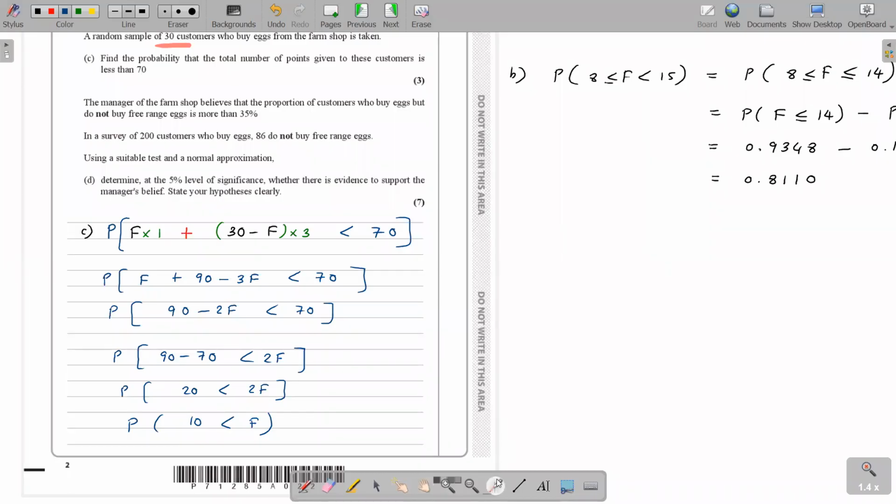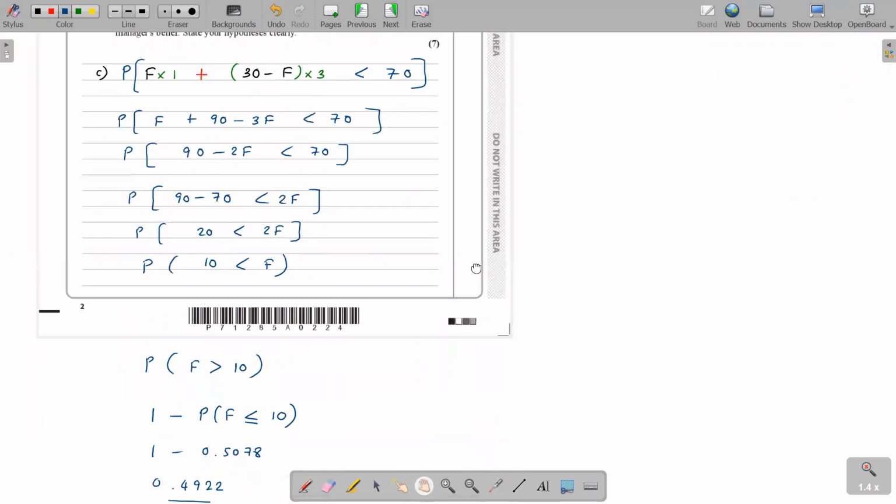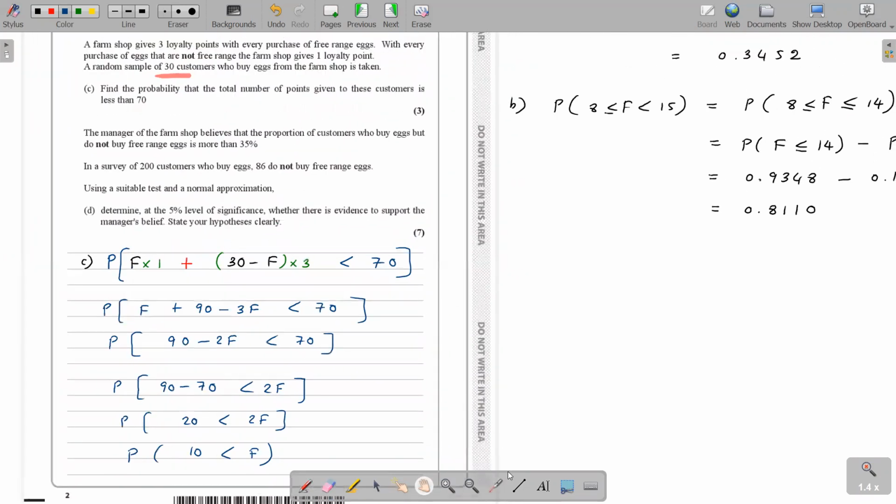Okay, moving on to the next part. The manager of the farm believes that the proportion of customers who buy eggs but do not buy free-range eggs is more than 35%. In a survey of 200 customers who buy eggs, 86 do not buy free-range eggs. Using a suitable test and a normal approximation, determine at the 5% level of significance whether there is evidence to support the manager's belief. State your hypothesis clearly.